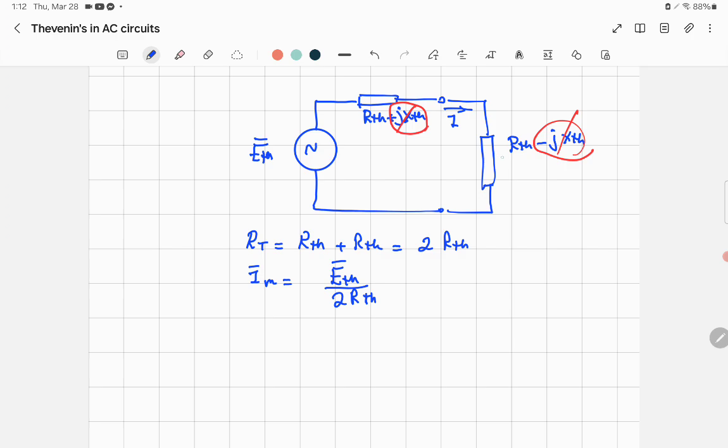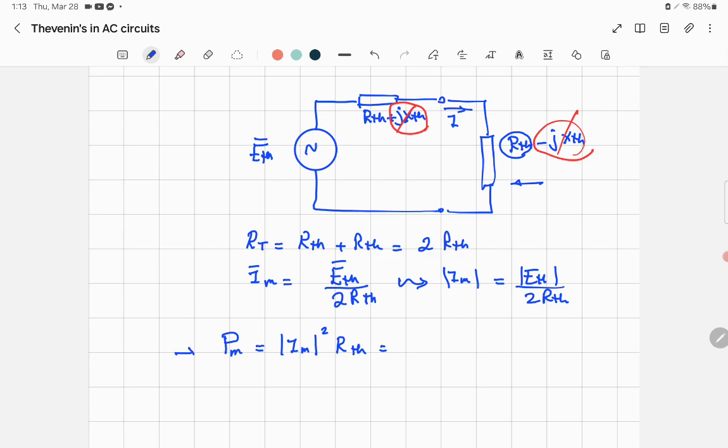If you want to find the power absorbed by the load, how do you do that? Remember that R load is equal to R Thevenin now. So this is the load. The maximum power absorbed by the load, you can say, is I squared times R. I maximum, magnitude of course, squared times R, and the R is R Thevenin. As a magnitude, the current is equal to E Thevenin magnitude over 2 R Thevenin. Of course, R is only magnitude.